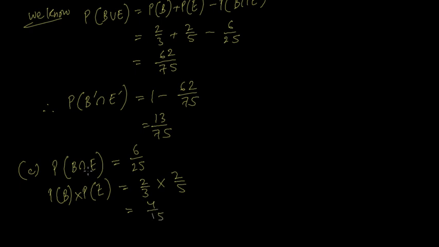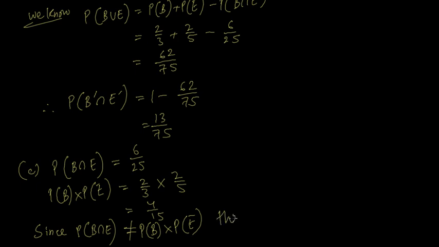Now you see that this and this, they are not equal, so you write: since probability of B intersection E is not equal to probability of B into probability of E, the events are not independent. This is how you have to present it.